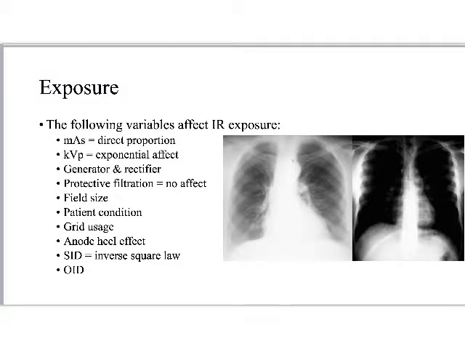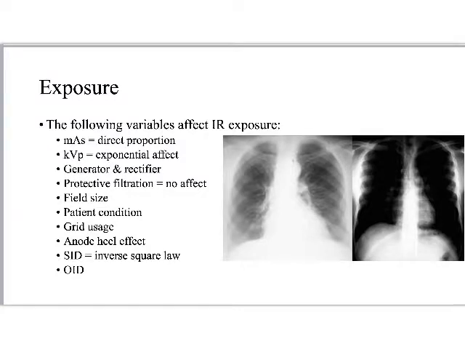Finally, anode heel effect is just weird. It does something weird, and we talked about that last week, where it makes a non-uniform exposure field. So there's a part that's hotter on the cathode side, but on the anode side, it's a little bit cooler. So it's not as uniform a field of exposure because some of the x-rays have been attenuated by the anode itself.